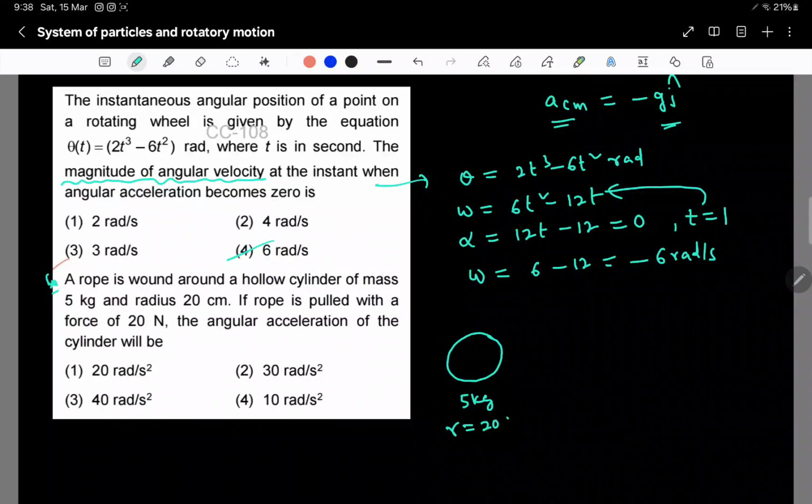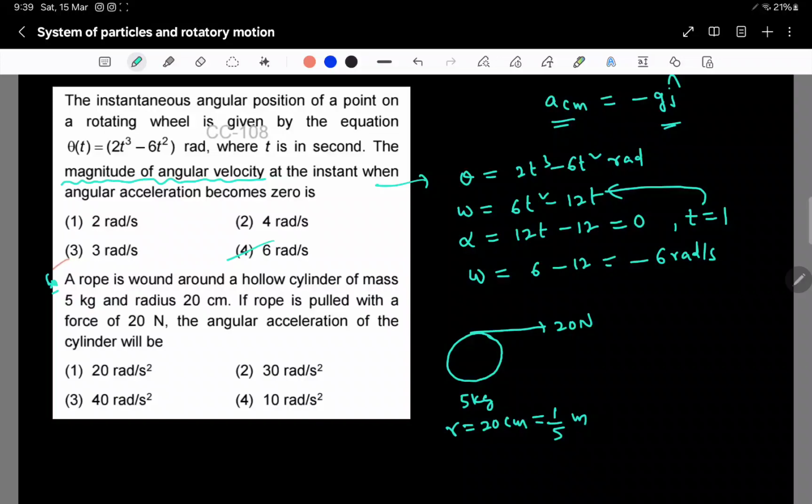R is 20 centimeter. Convert 20 centimeters to meters: 1 by 5 meter, since 1 centimeter is 10 to the power of minus 2 meter. I think you know very well. So 1 by 5 meters. Here a 20 newton force is acting, students. Find the angular acceleration.